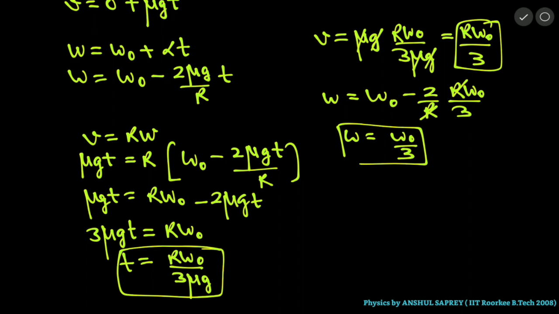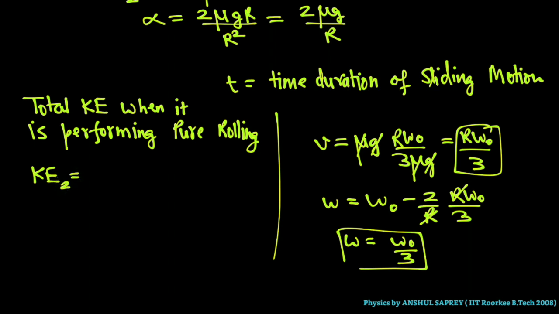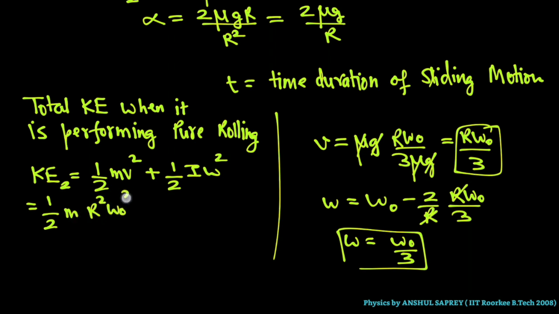Let us calculate the total kinetic energy of the solid cylinder when it is performing pure rolling. We can write it as KE2, that is equal to translational kinetic energy, which is half mv square, plus rotational kinetic energy, which is half I omega square. So we have half m into v square, which is r square omega naught square by 9, plus half I, which is mr square by 2, into omega square, which is omega naught square by 9.